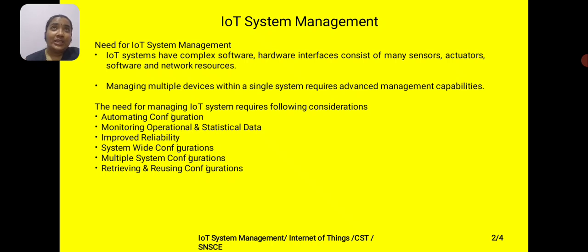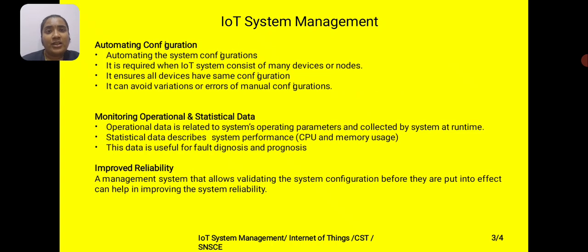We have many things to consider in the IoT configuration, and the main things are: the first one is automating configuration, the second one is monitoring operational statistical data, the third one is improved reliability, the fourth one is system-wide configuration, the fifth one is multiple system configuration, and the sixth one is retrieving and reusing configuration. And the first one is automatic configuration.